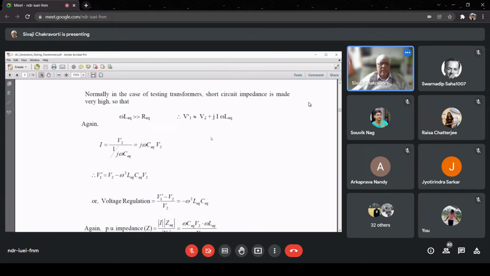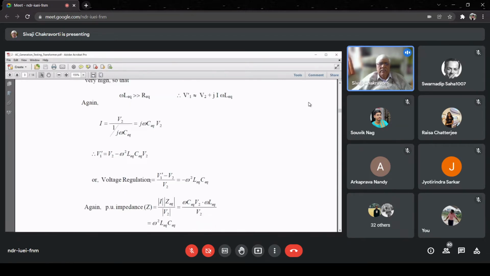So that's what is written here. I is V2 divided by XCQ, and I get an expression here. And then if I put that in this equation for V1 prime, you get this expression. This J into J becomes -1.